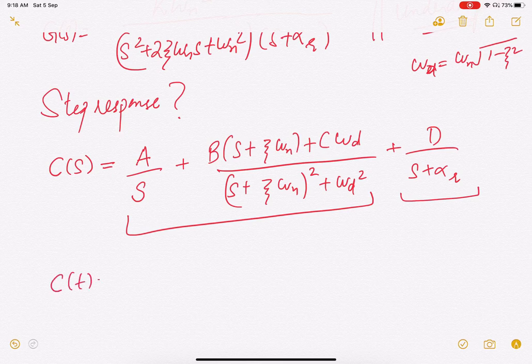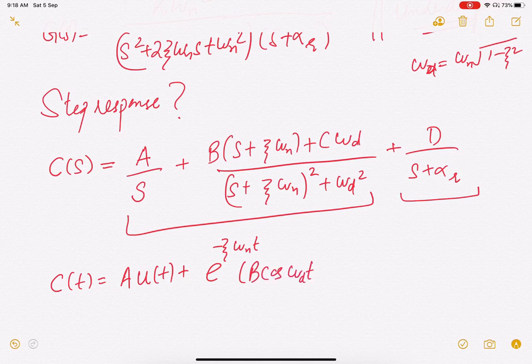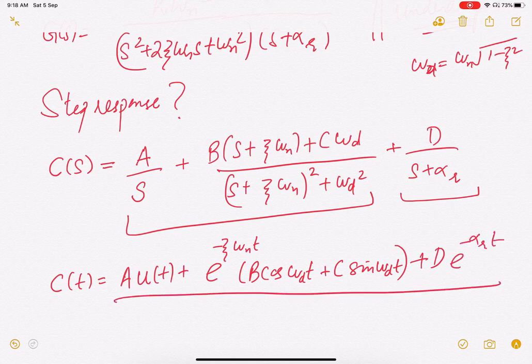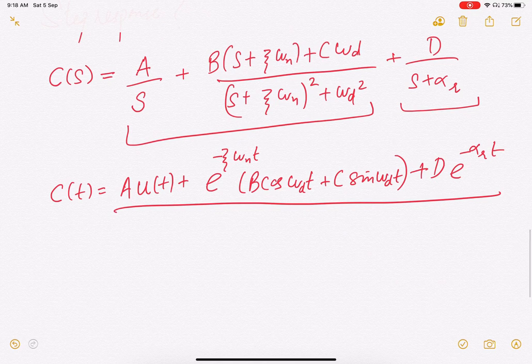So what is c(t) going to be? c(t) is going to be A u(t) plus e to the power minus zeta omega n t times (B cos omega d t plus C sin omega d t) plus D e to the power minus alpha r t. So this is the inverse Laplace transformation of the above partial fraction expansion. Here u(t) is of course your step function, the unit step function.